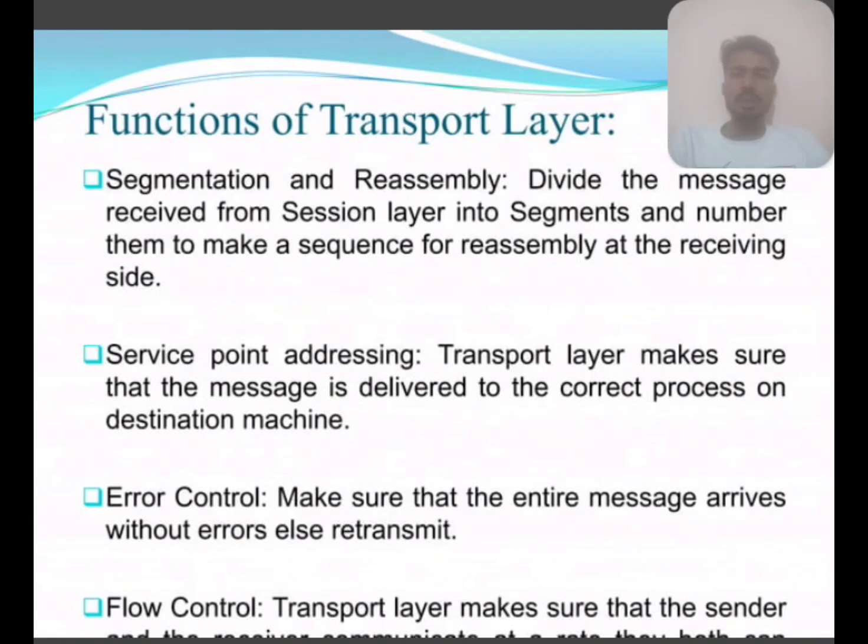Functions of the transport layer. The first one is segmentation and reassembly. Divide the message received from the session layer into segments and number them to make a sequence for reassembly at the receiving side. The second one is service point addressing. The transport layer makes sure that the message is delivered to the correct process on the destination machine. Next one is error control. Make sure that the entire message arrives without errors, else retransmit.